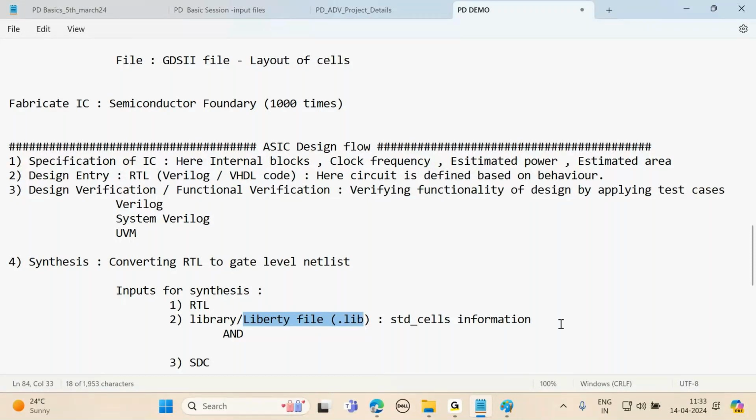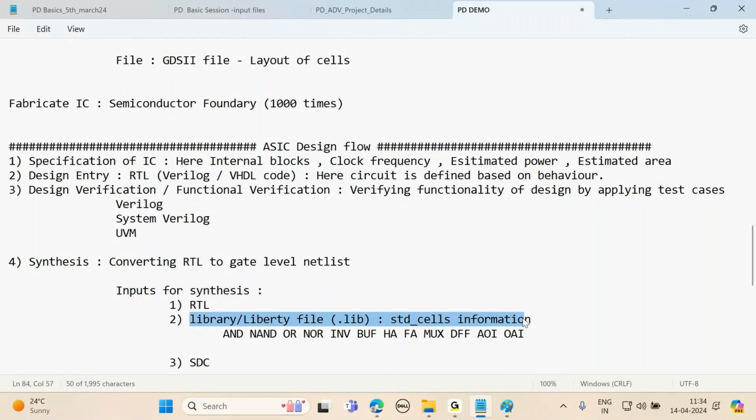So you have standard cell information. Standard cells are like AND gate, OR gate, NOR gate, inverter, buffer, half adder, full adder, mux, flip flop. All these are called standard cells, the basic gates required to implement bigger designs. There can also be AOI gates, AND-OR-invert, or OAI gates, OR-AND-invert. For these gates, you will be having information in which file? The Liberty file, or library file.